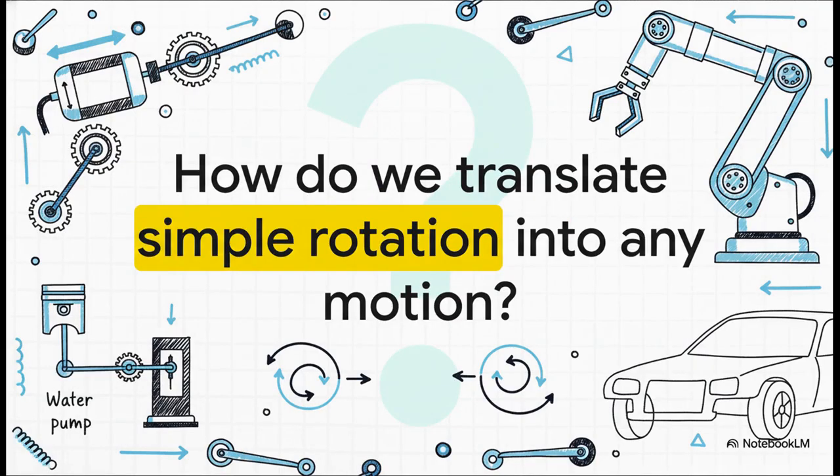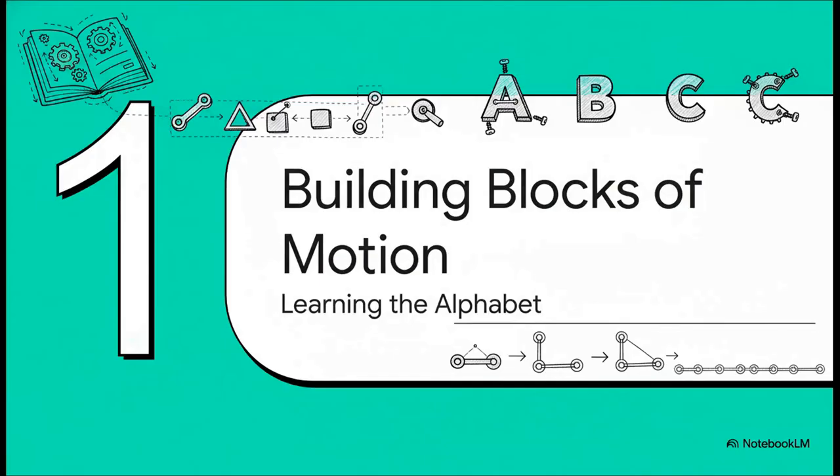So that brings us to the big question for this explainer. How do engineers do it? How do they design machines that can do literally anything, from digging a ditch to building a smartphone, all starting from something as basic as a spinning motor? How do they translate that one simple rotation into any motion they could possibly dream up? To figure that out, we have to learn the language.